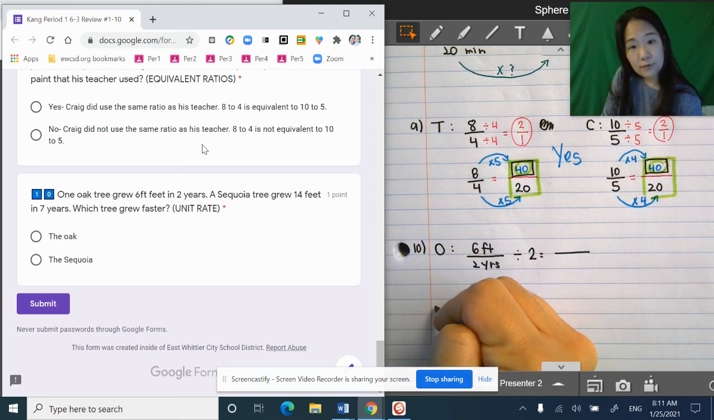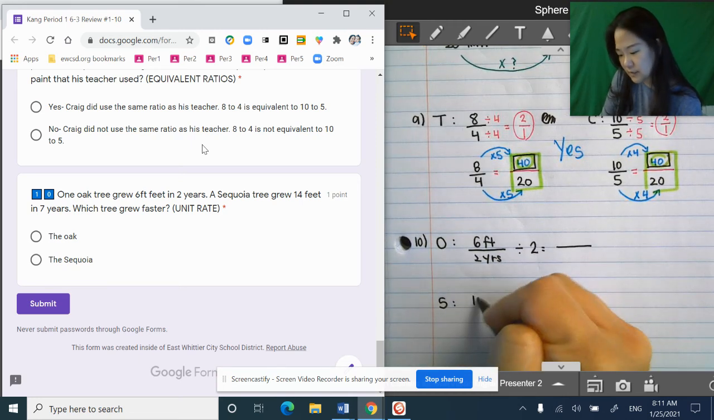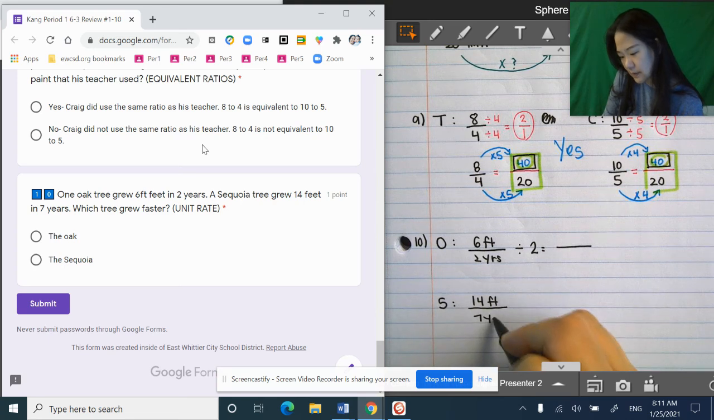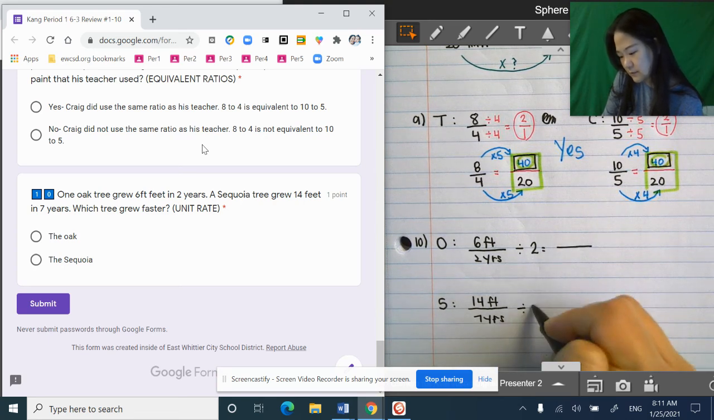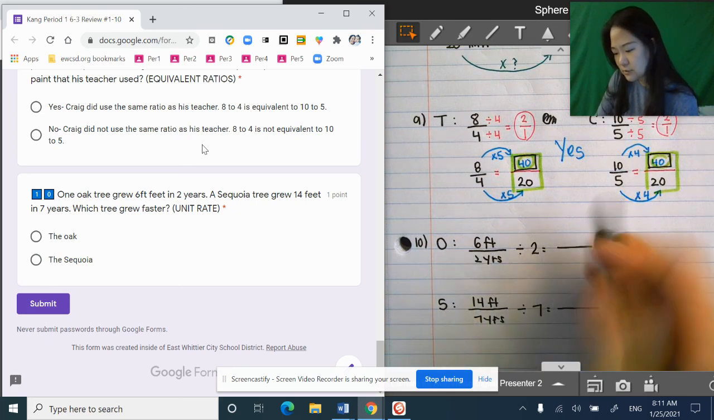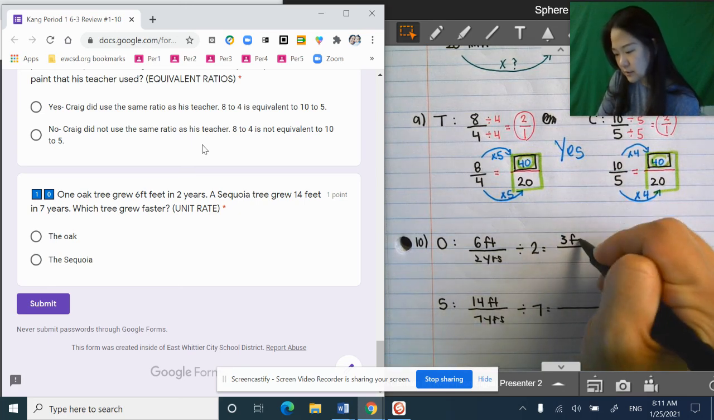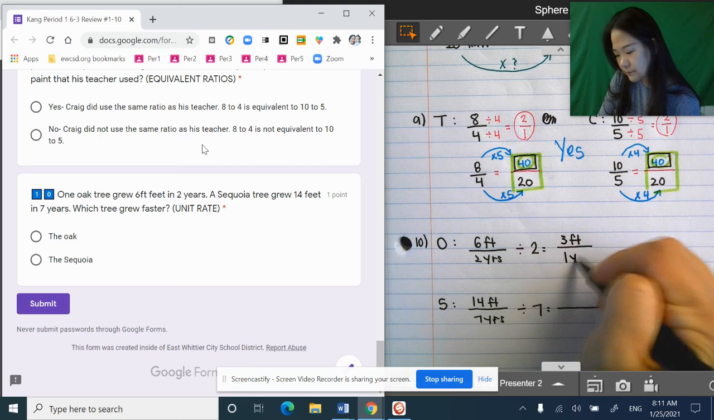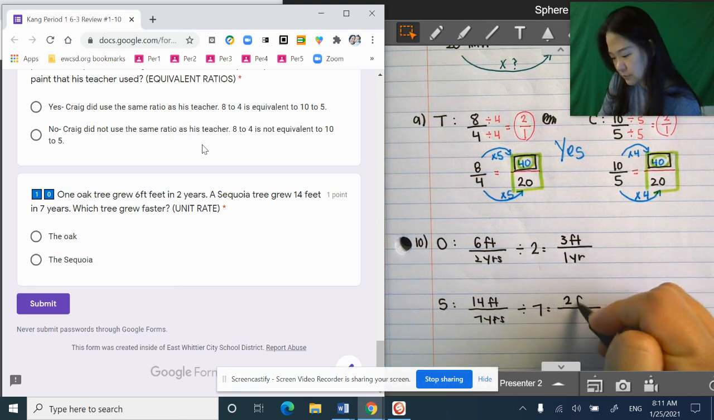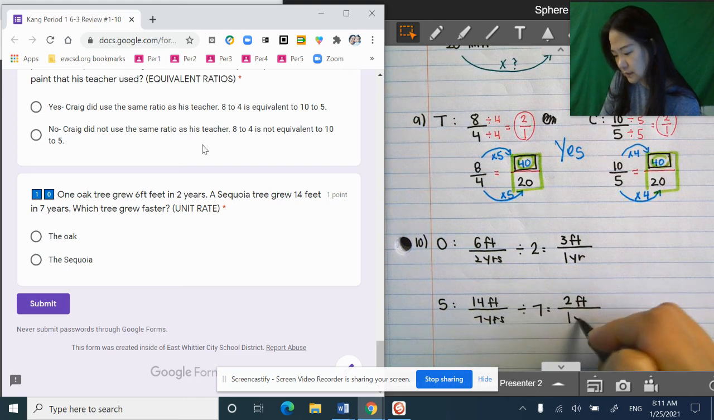The other one, I'm going to say S, and that's 14 feet over 7 years. I'm going to divide by 7 to find the unit rate. So 6 divided by 2 is 3. So this tree grows 3 feet per year. 14 divided by 7 is 2. So this tree grew 2 feet per year.